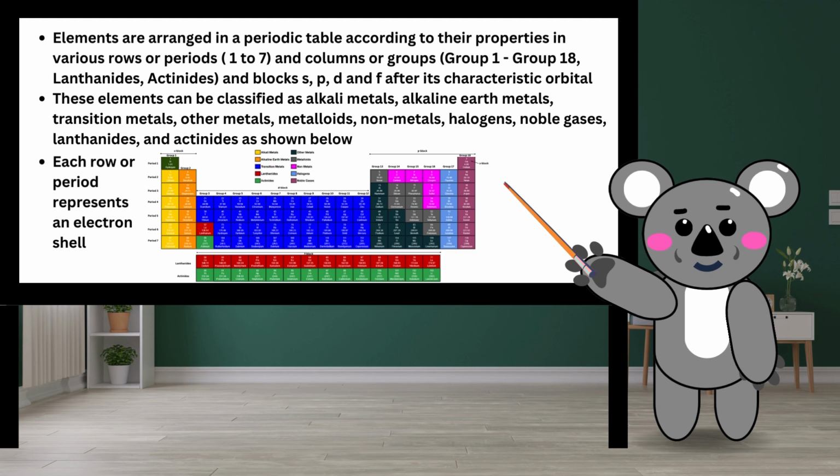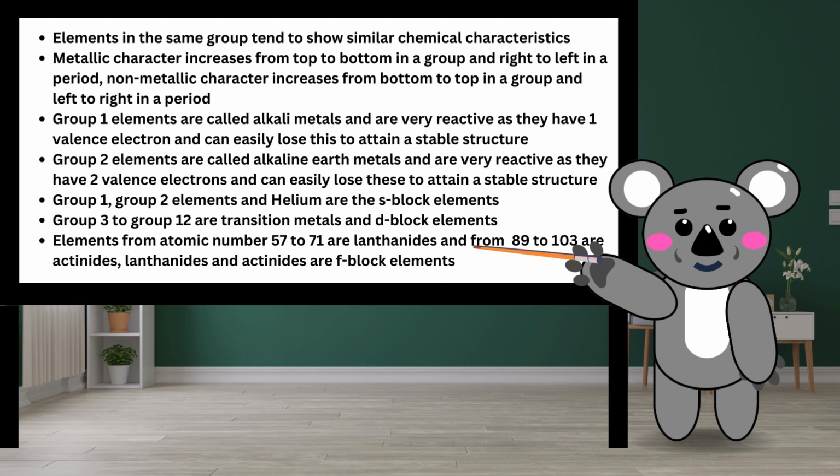Each row or period represents an electron shell. Elements in the same group tend to show similar chemical characteristics. Metallic character increases from top to bottom in a group and right to left in a period. Non-metallic character increases from bottom to top in a group and left to right in a period.